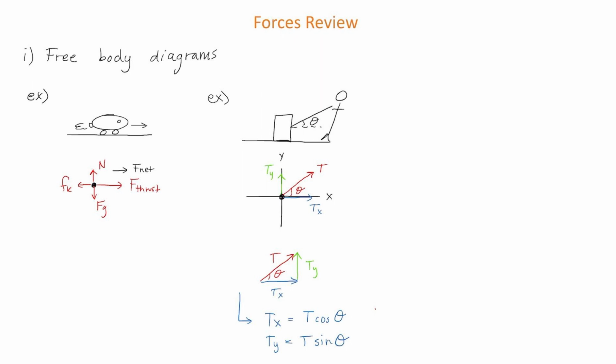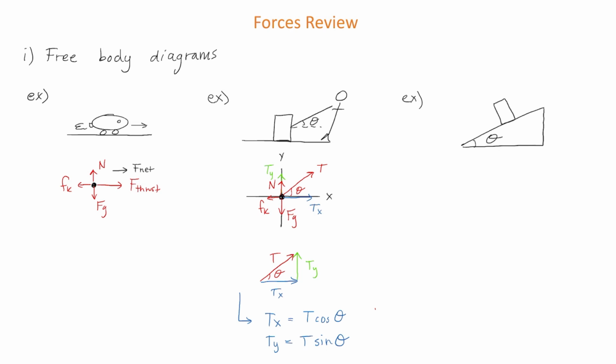And I urge you to try to do this on your own because it's important that you know how to find the components of a force vector that's at an angle. And now to finish off this free body diagram, we have the force of gravity pushing down on the object, we have the normal force, and there might be some kinetic friction between the box and the surface. And now let's end with one final example.